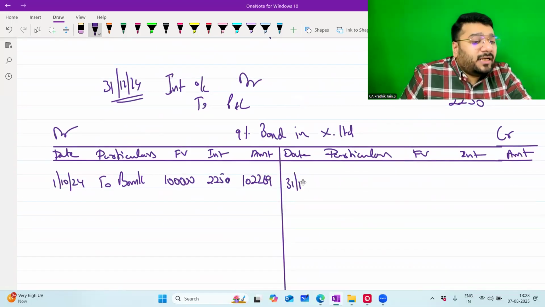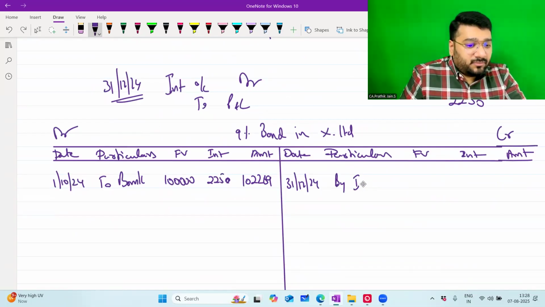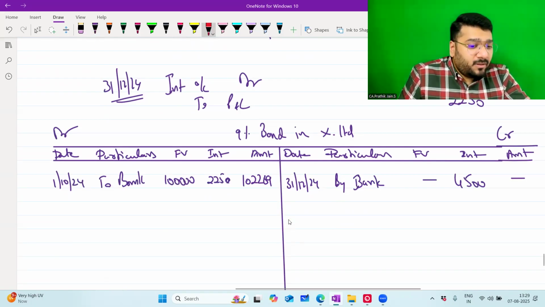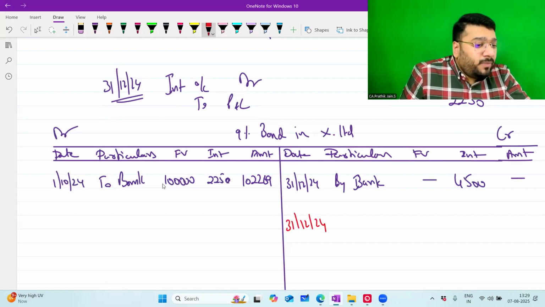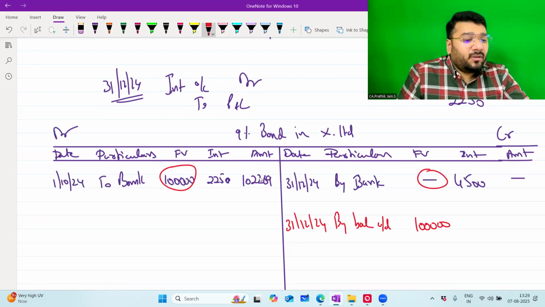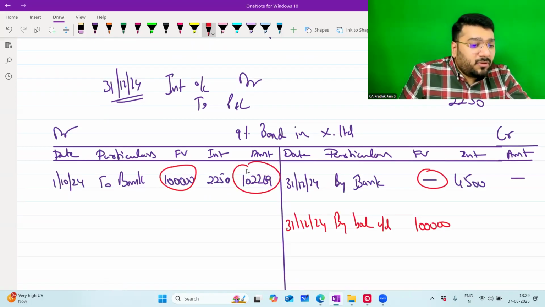Then interest date, 31/12/24. By bank, 4,500. Okay. Now closing balance. 31/12/24. Opening balance of face value 1 lakh on debit. Nothing in credit. So the balance is going to be the same, 1 lakh. By balance carried down. Investment amount debited 1,02,289. Nothing in credit. So the same 1,02,289.